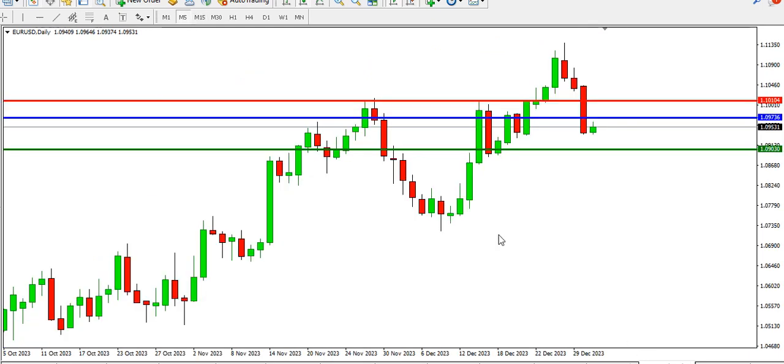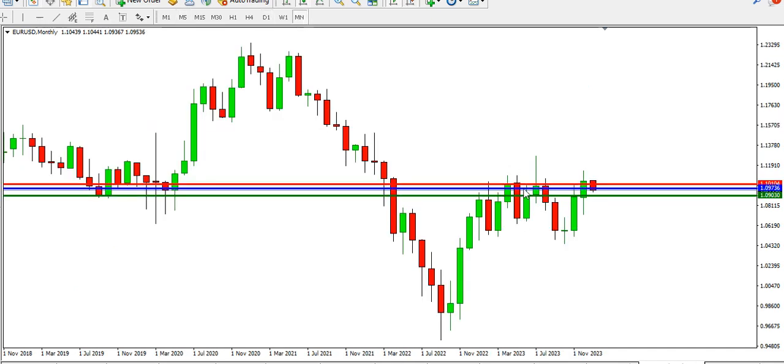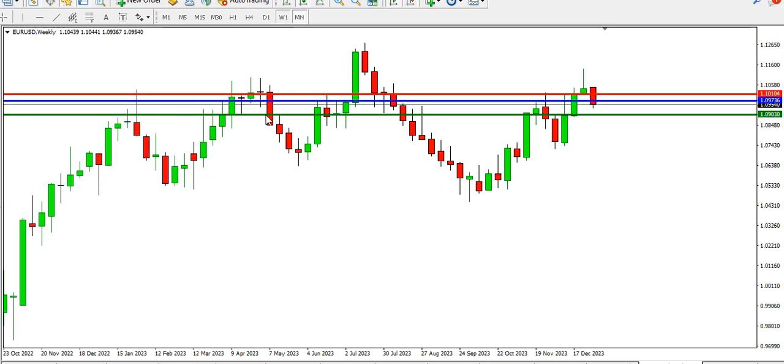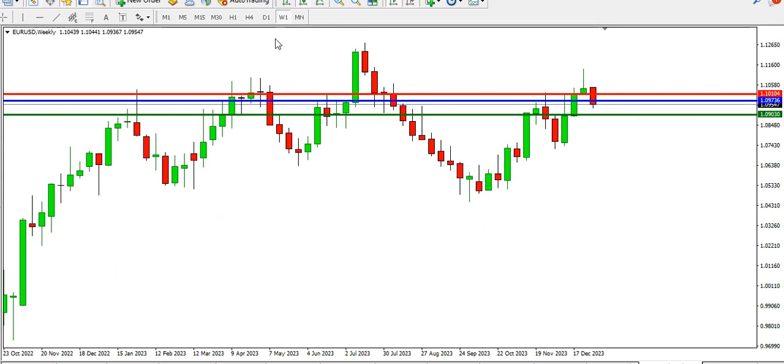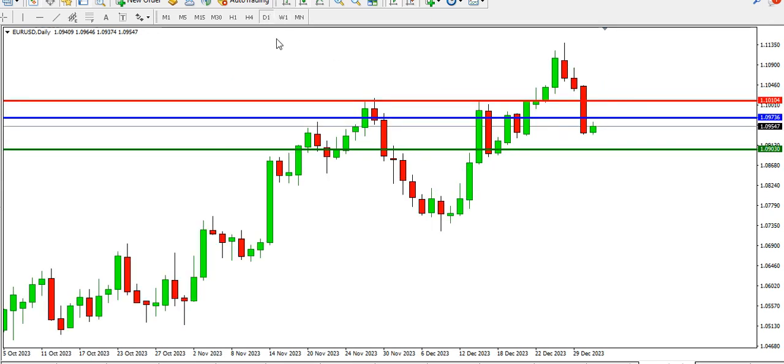Let's quickly take a look at EURUSD. EURUSD on the monthly time frame is also ranging, just like what we have for GBPUSD. On the weekly time frame, we have a range where we can see a break of the ascending trend line around here for EURUSD. But the buyers were able to step in and push price up. But for now, we have a range in place.